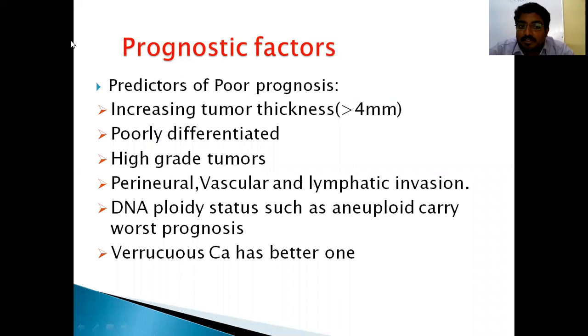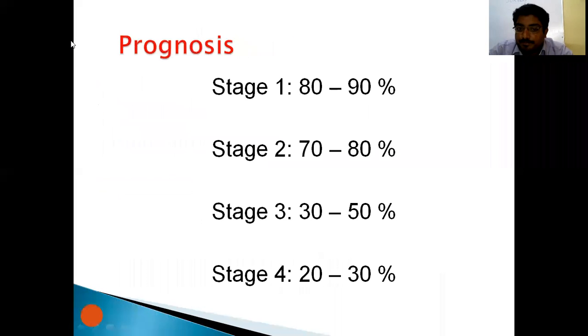And prognostic factors. What are the prognostic factors? Increasing tumor thickness, more than 4 mm, poorly differentiated high-grade tumors, perineural, vascular, and lymphatic invasion. And DNA ploidy status, such as aneuploid, carries worse prognosis, and verrucous carcinoma has a better one. And stages: stage 1, the prognosis is 80 to 90%. Stage 2, 70 to 80%. Stage 3, 30 to 50%. And stage 4, 20 to 30%. These are the prognostic factors.